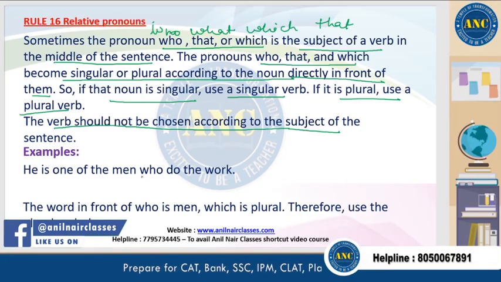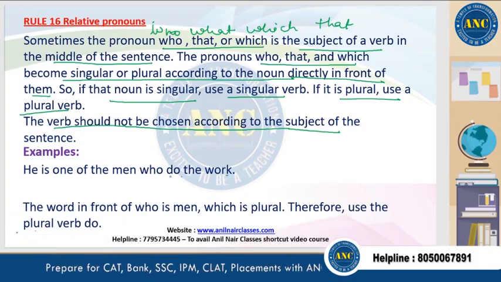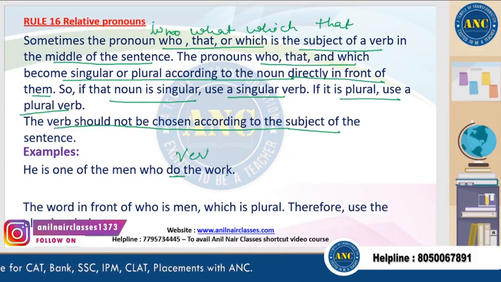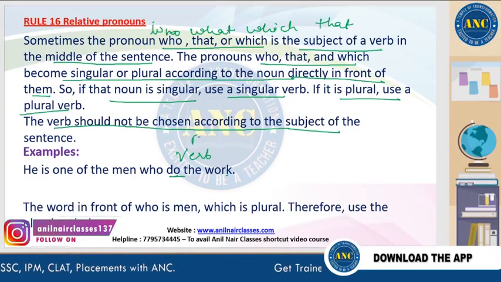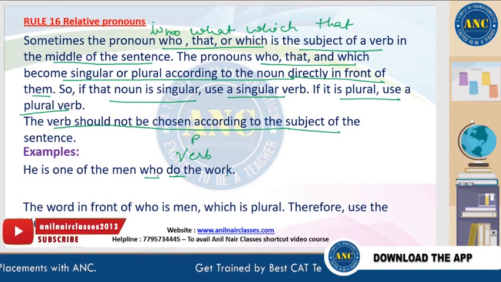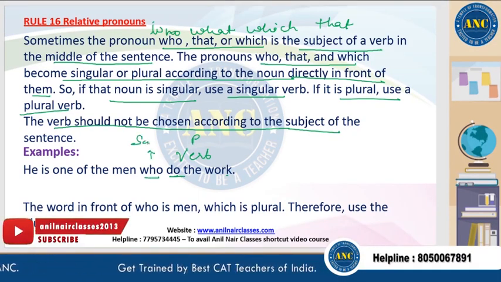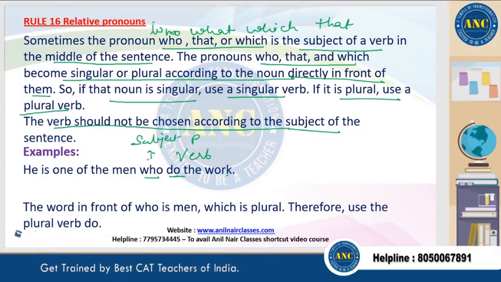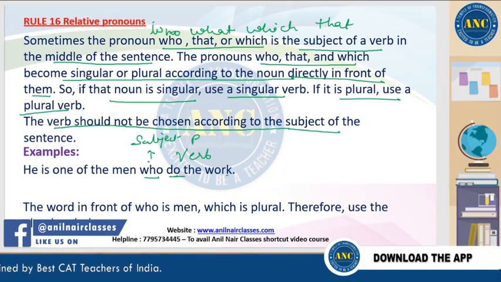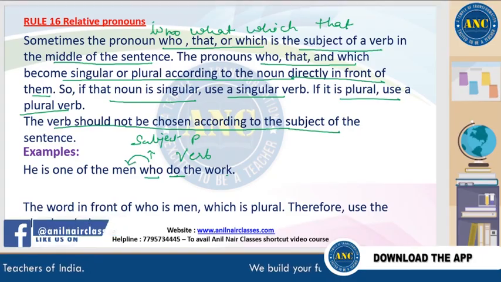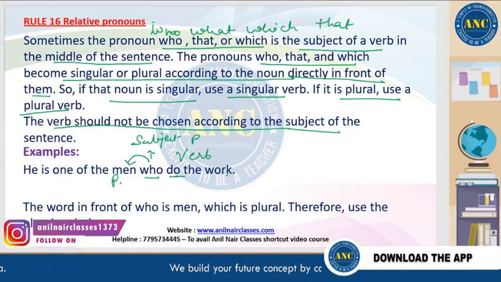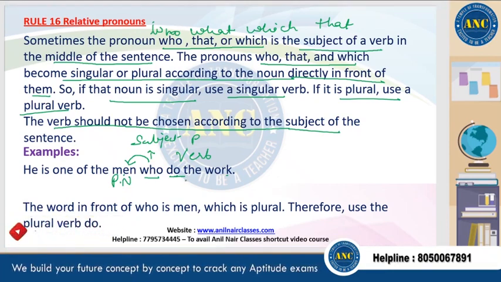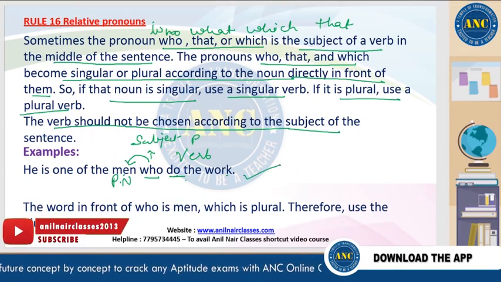Now let's see the example. "He is one of the men who do the work." Now "do" is the verb, a plural form of the verb. The subject over here is "who," but we cannot really figure out whether it is singular or plural. So just before that we have the noun "men," which is a plural noun. So "who" refers to plural "men," and that is why the plural verb is there.